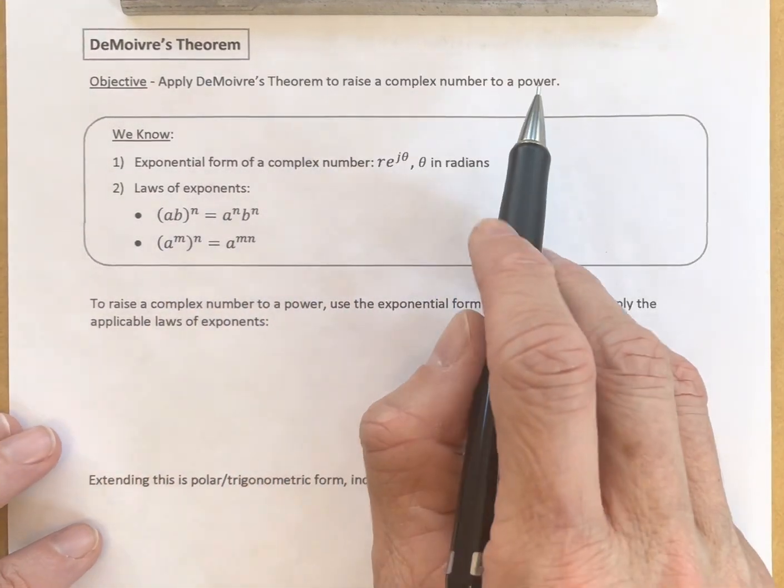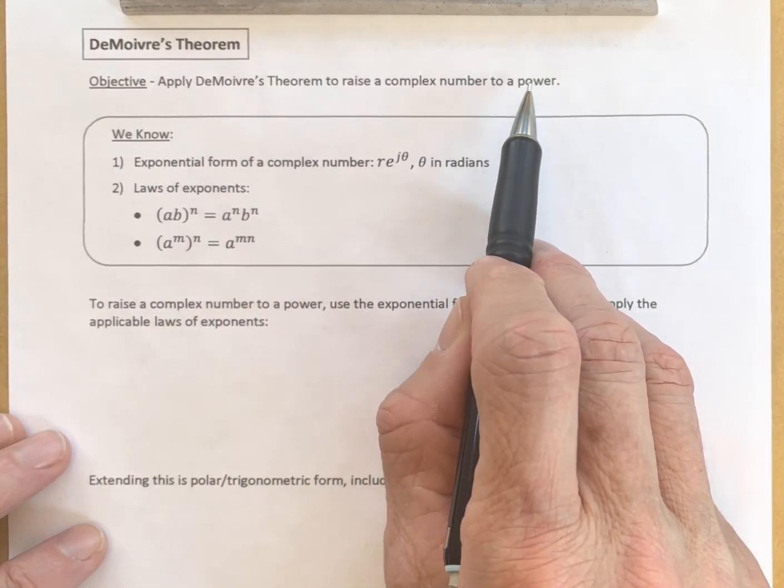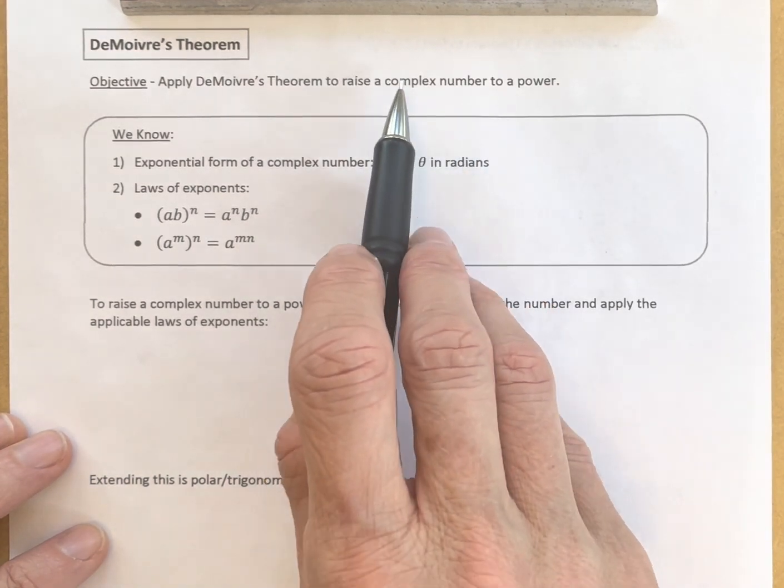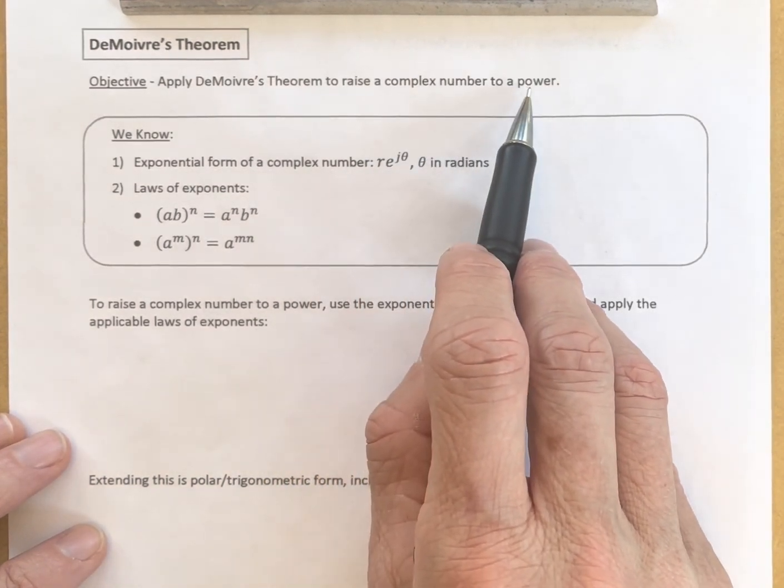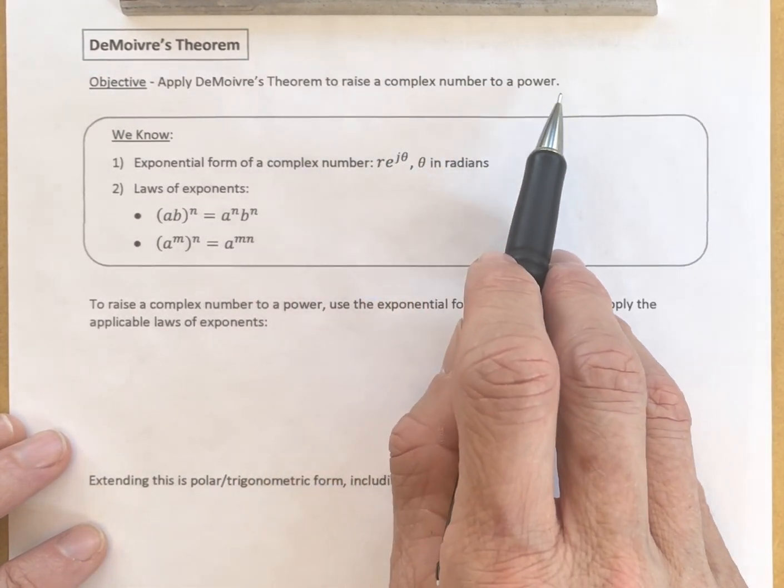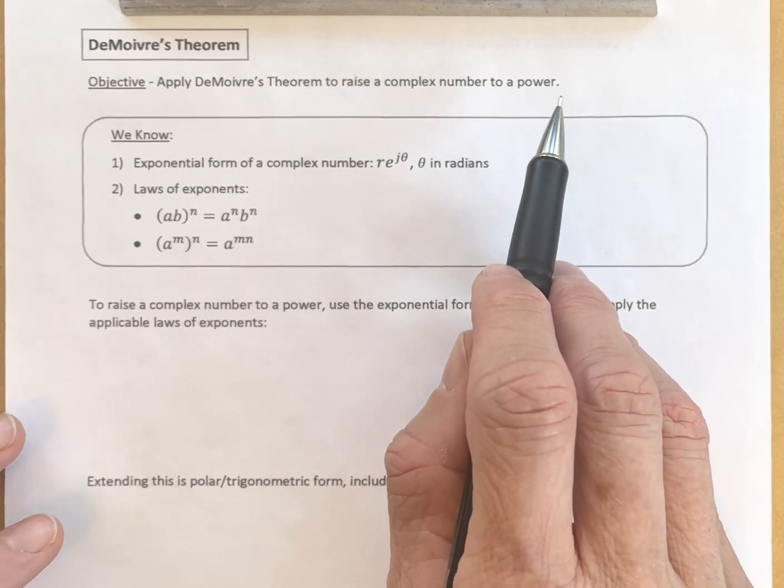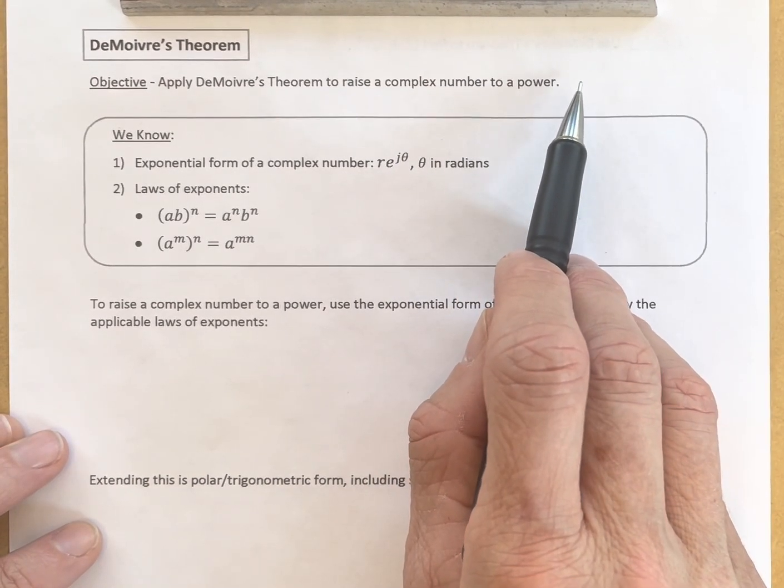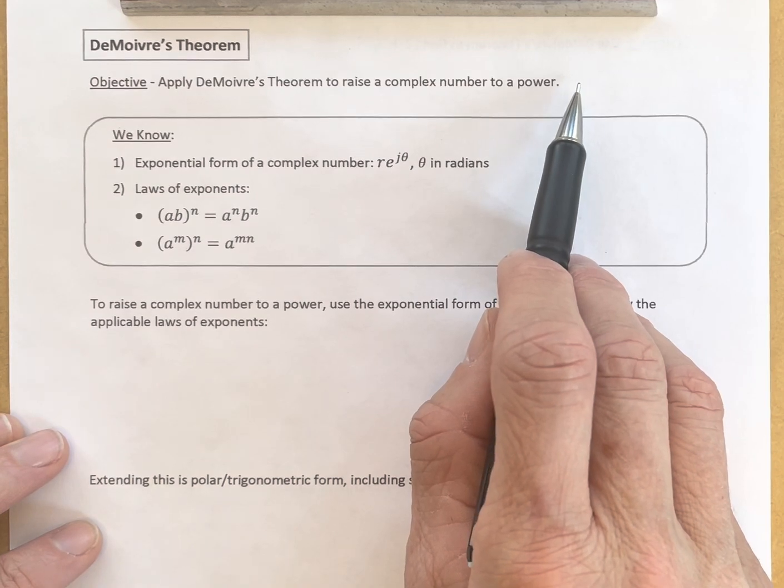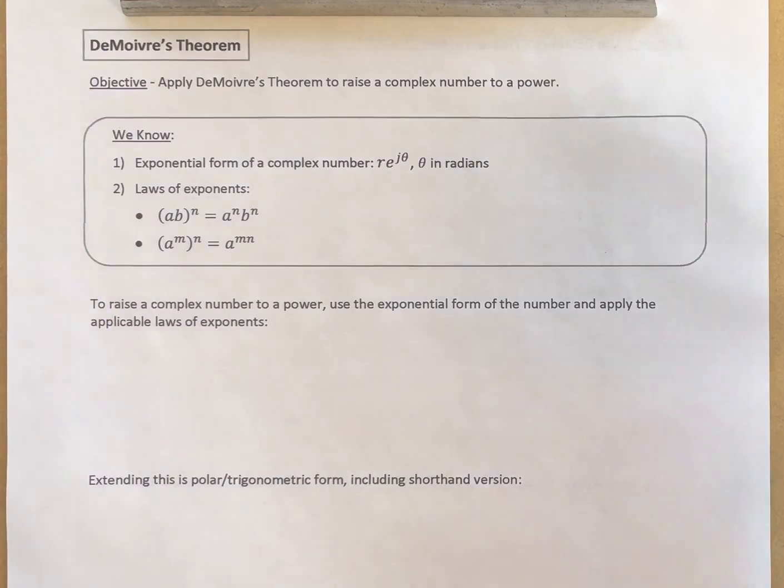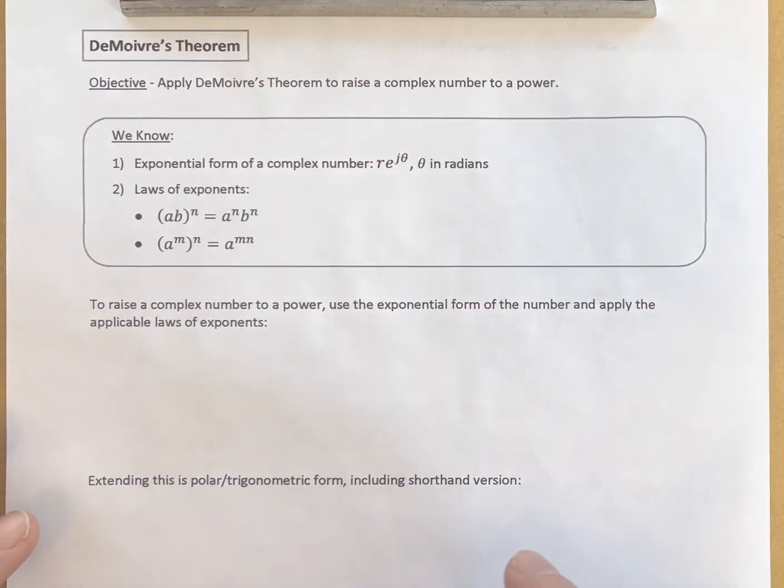Now we know that when we have an exponent or a power, it's just repeated multiplication. So if we had a complex number raised to a power, we could just solve it by multiplying and then multiplying again and then multiplying it again. But that can get tedious if the power is, say, above 3, all that multiplication. So we're going to talk about a theorem that allows us to do it in one step.